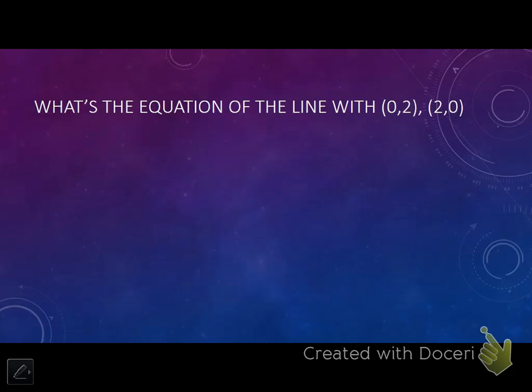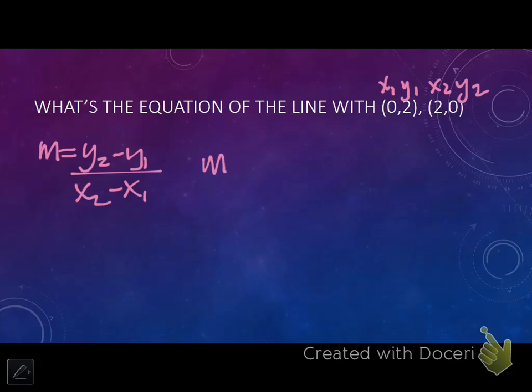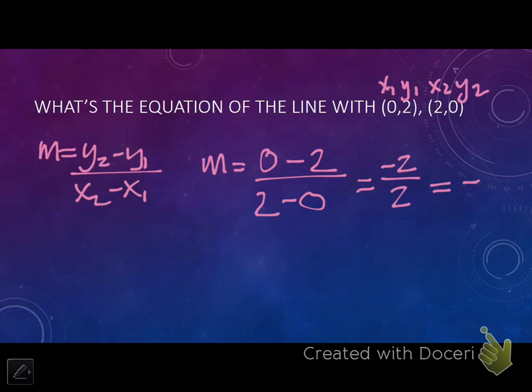What's the equation of the line? With the point 0, 2, and 2, 0. Well, whenever we're looking at equations of a line, we always have to have slope first. Always, always, always. So slope is y2 minus y1 over x2 minus x1. So this is x1, y1, x2, y2. So my y2 is 0, my y1 is 2, x2 is 2, x1 is 0. 0 minus 2 is negative 2. 2 minus 0 is 2. Negative 2 divided by 2 is negative 1.